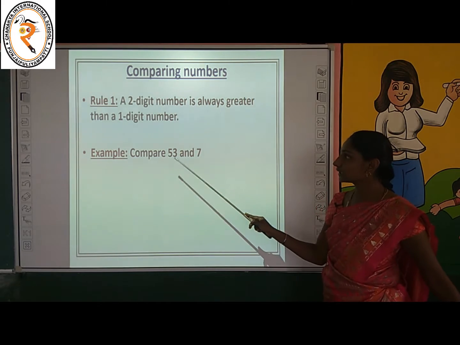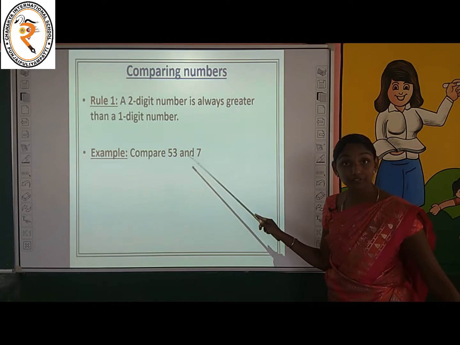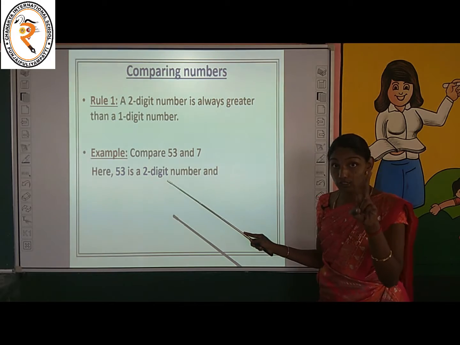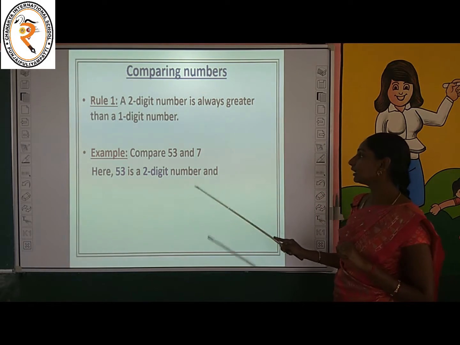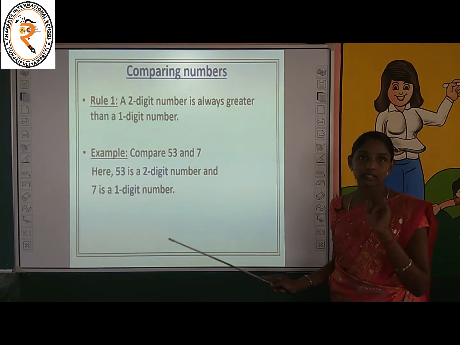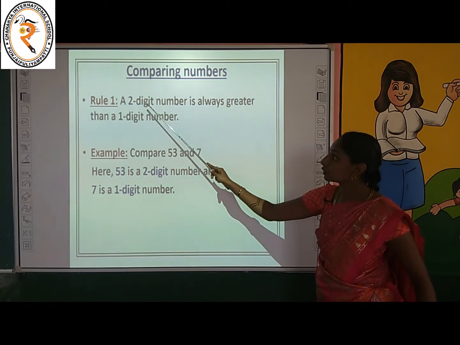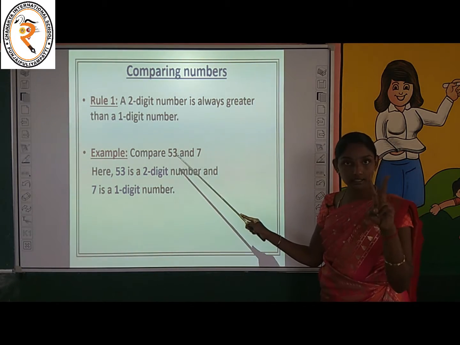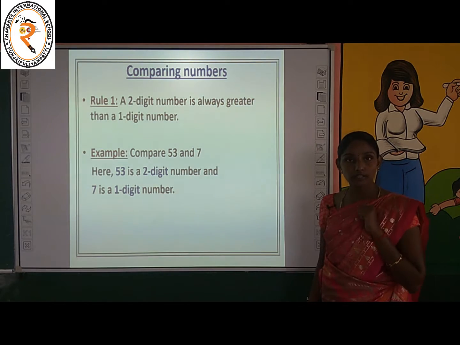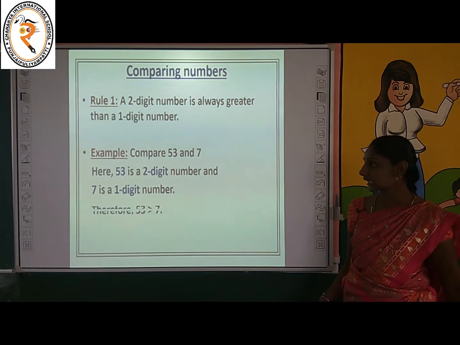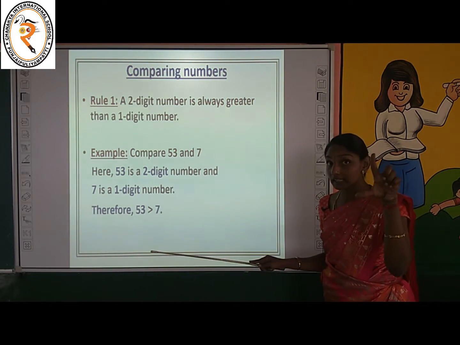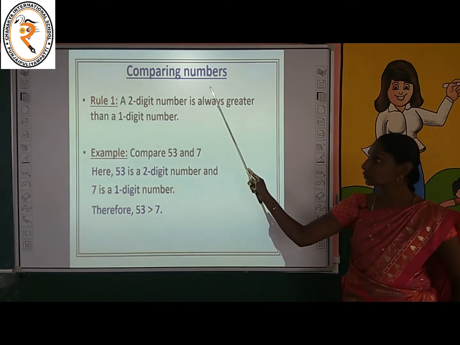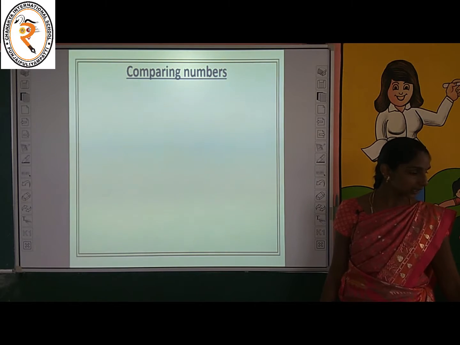Now we are going to compare the numbers 53 and 7. Here 53 is a 2-digit number, with ones and tens, and 7 is a 1-digit number. Now apply rule 1: a 2-digit number is always greater than a 1-digit number. Now what is the answer? We can easily say that 53 is greater than 7, because it is a 2-digit and the other is a 1-digit. Are you all clear with rule 1? Super. Let's see the next rule.